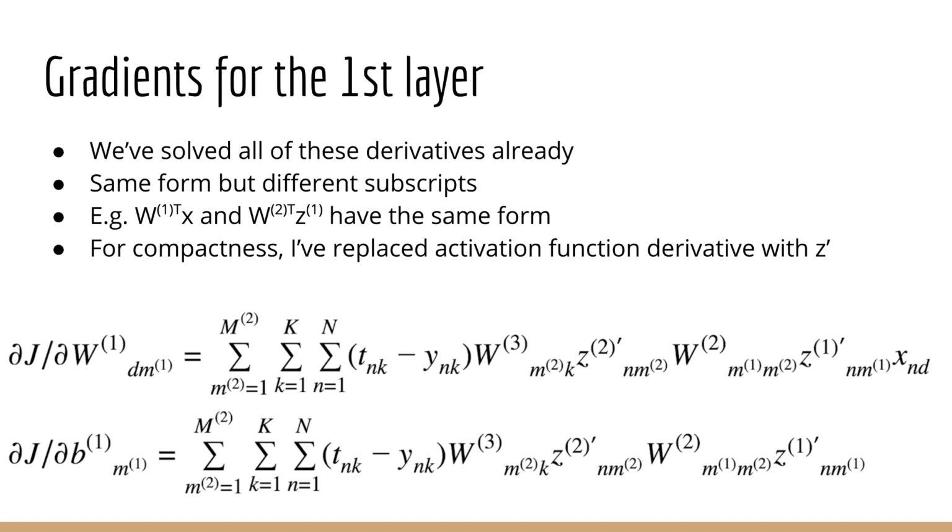Note that I've replaced the derivative of z2 and z1 with z2 prime and z1 prime in order to save space. But remember that these are just the derivatives of the activation functions. So if we use sigmoid, then it would just be z times 1 minus z, and so on.